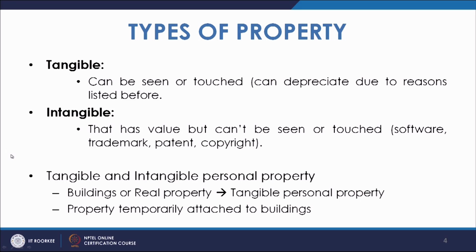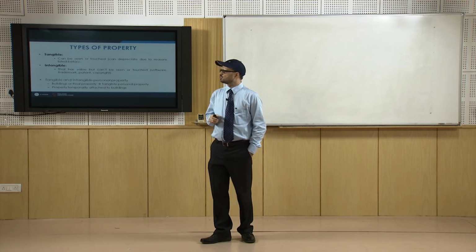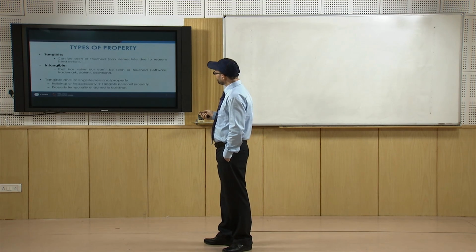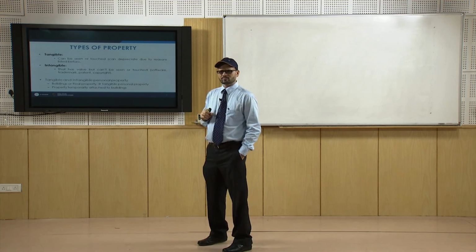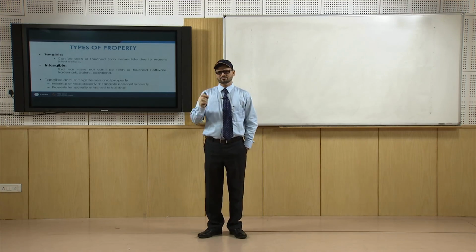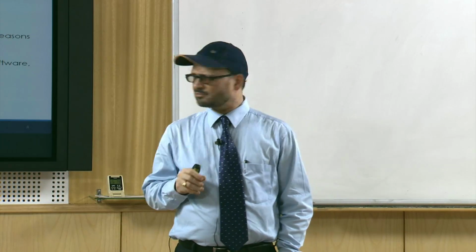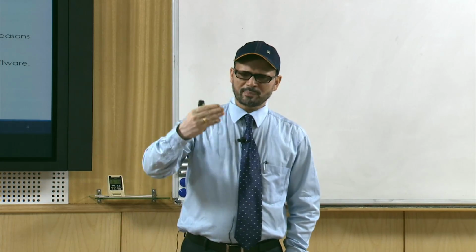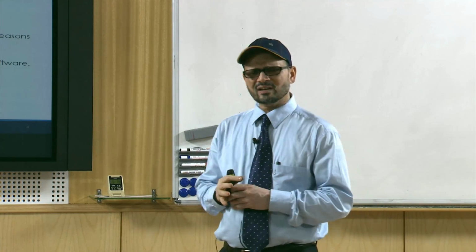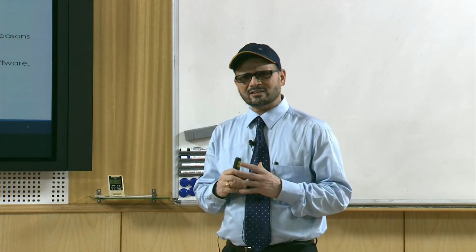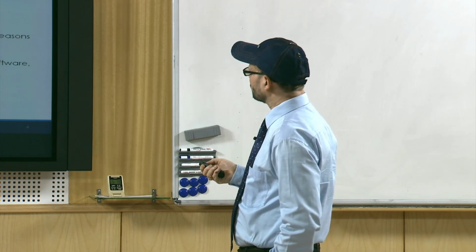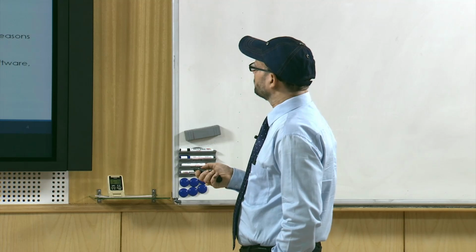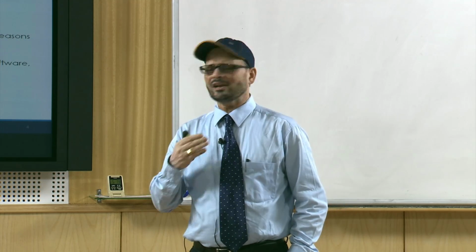Now, let us see the types of property. Basically there are two types of property, tangible and intangible. The tangible properties are those which we can touch and feel. They depreciate due to the reasons listed before. They depreciate because of wear and tear and because of corrosion. All these factors are responsible, and because of these factors they lose value.